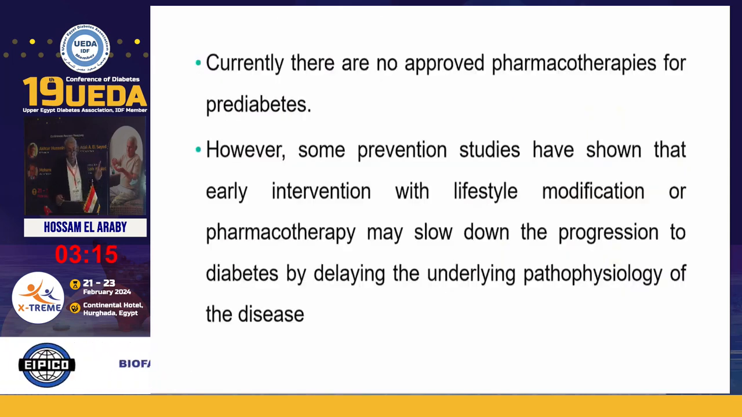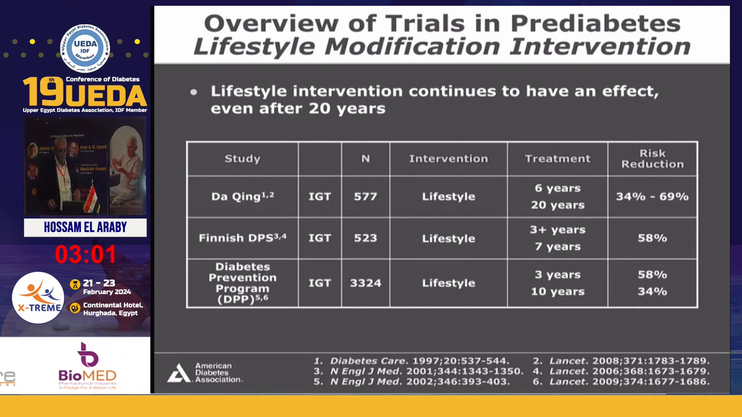There are no approved pharmaceuticals for pre-diabetic patients. However, some prevention studies have shown that early intervention with lifestyle modification or pharmacotherapy may slow down progression of diabetes by delaying the underlying pathophysiology of the disease. These are some studies about lifestyle modification, and you see the benefits ranging from 34% up to about 60% in the reduction of the progression of the patient to diabetes and the reduction of target organ damage.